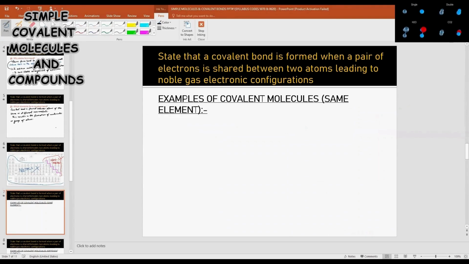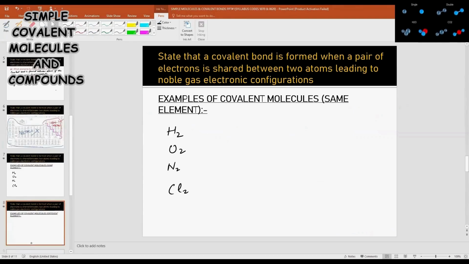Now let's see some examples of covalent molecules formed from atoms of the same element. H2, O2, N2, Cl2. These all are examples of covalent molecules in which atoms of the same element are involved.